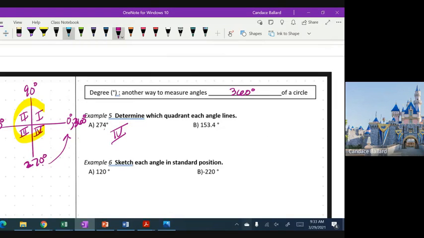This is a 180, so you know I can read that 180. Okay, so what do you guys think that 153.4 degrees, what quadrant is that in? Can you tell me in the chat? What do you guys think? What quadrant is it in?